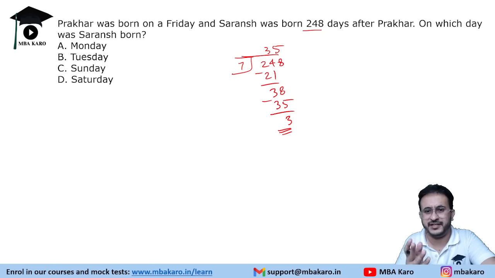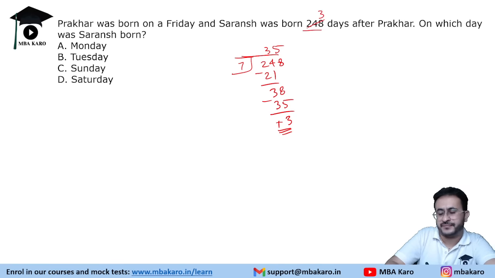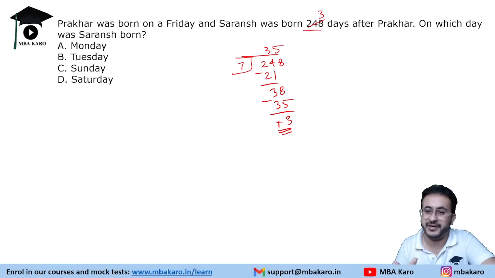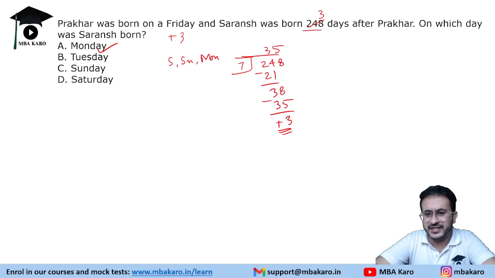It does not matter if it is 35 times, 20 times. What is the remainder? 3. So that means 3 days after. Basically it is all about the remainder using 7. So 3 days after Prakhar. So Friday plus 3: Saturday, Sunday, Monday. So Saransh was born on a Monday. This is the easiest type of question.